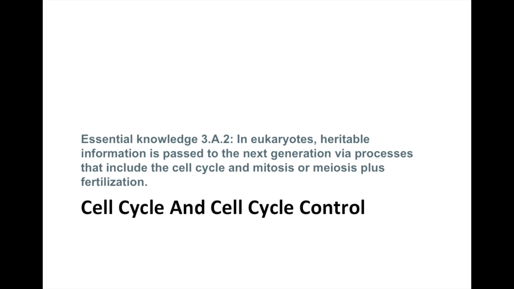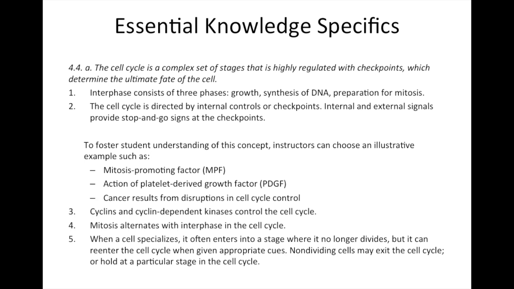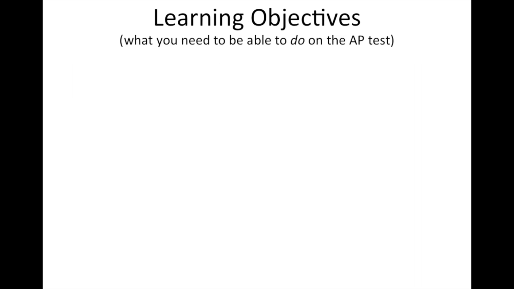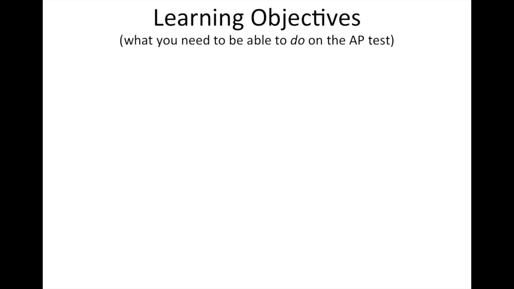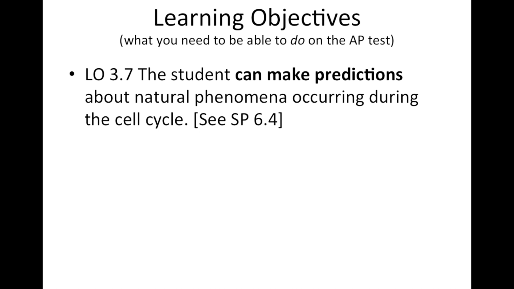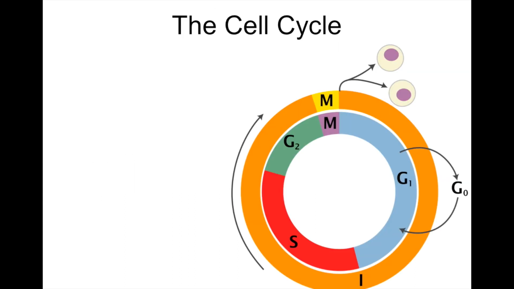So we'll start with the cell cycle and how it's controlled. This slide just has the basic essential knowledges that are listed in the AP objective. So if you're going to try to get a 4 or 5 on the test, these are the kinds of things you have to be able to know. And then as far as what you have to do on the AP test, they want you to be able to make predictions about the cell cycle and then describe the event. So basically you have to be able to talk about what's going on.